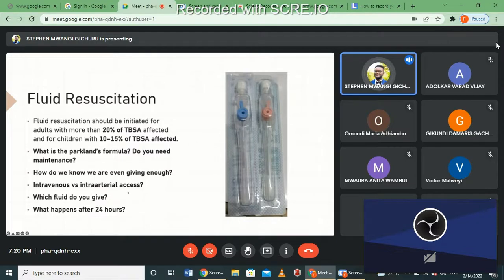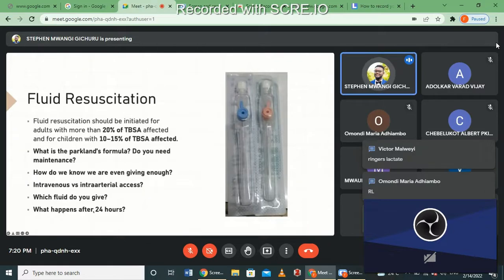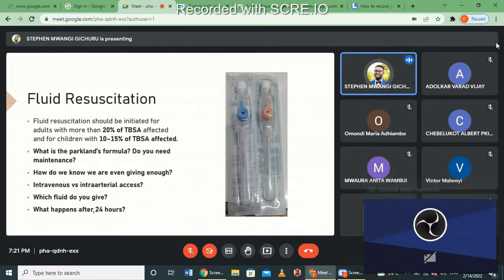So which fluid should you give? Someone can quickly write in the description. You don't have to ask someone specifically. Someone said colloids, crystalloids. Which crystalloids specifically? Yes. And then what happens after 24 hours? You've given this person resuscitation fluids, the urine output is okay. What do you do in terms of fluids afterwards? Do you continue giving them IV? Do you give them orally? What do you do?